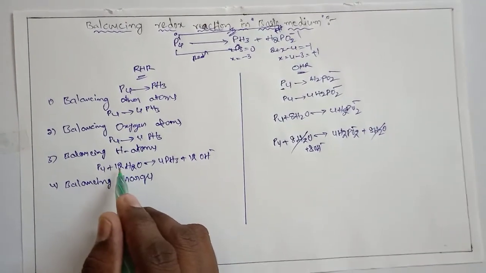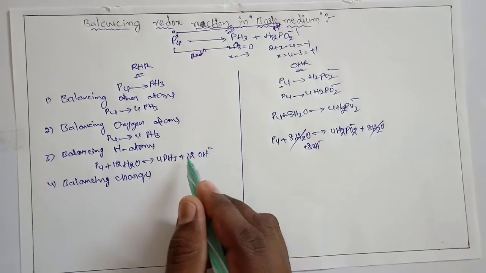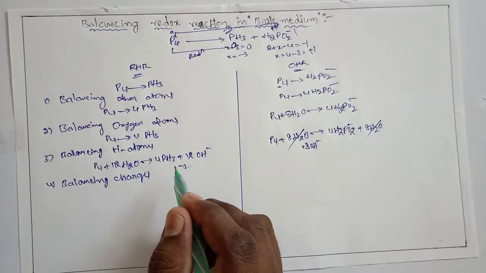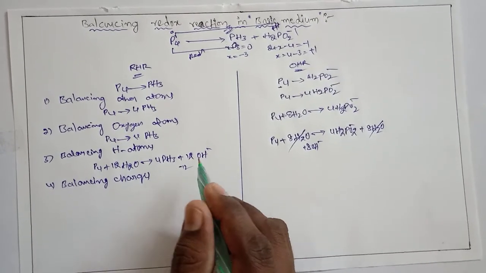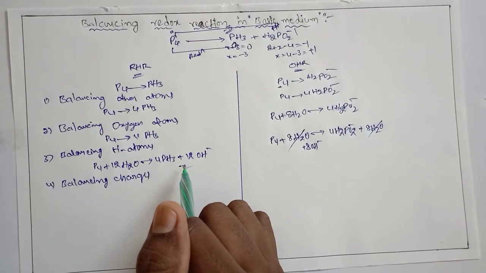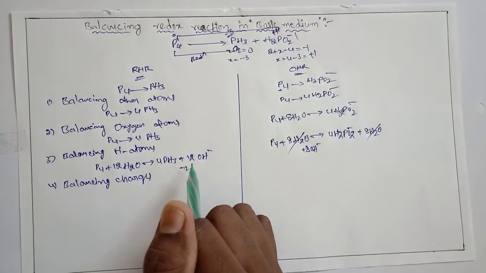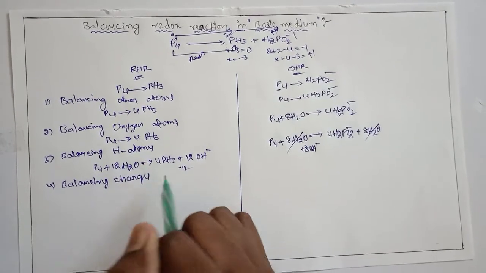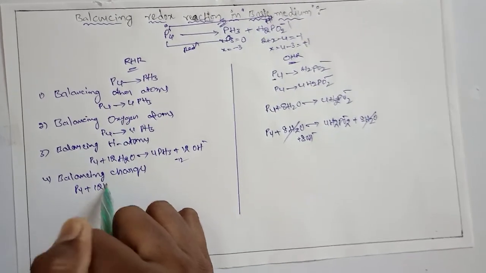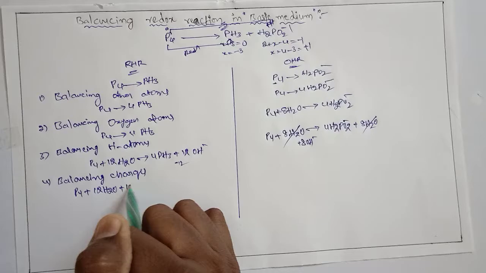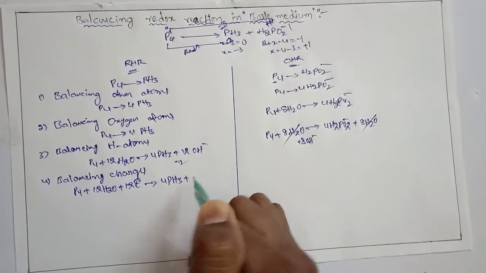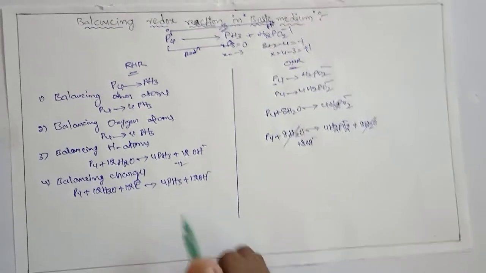Here no charges are present on the left side of the reduction reaction. On the right side, minus 12 is present. So minus 12 is nothing but 12 excess electrons on the right side of the reaction, so we add 12 electrons to the left side. Now P4 + 12 H2O + 12 electrons gives 4 PH3 + 12 OH⁻ ions.